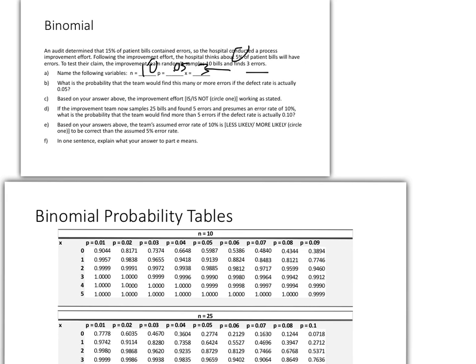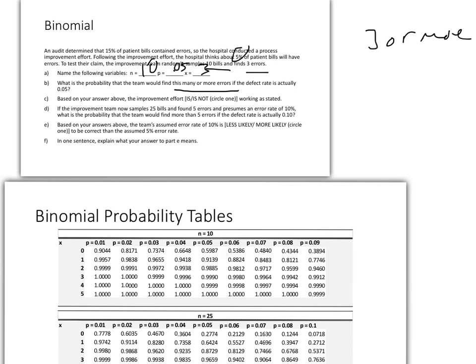And so that's the next part of our question here. What is the probability that the team would find this many or more errors if the defect rate is actually 5%? Okay, so 3 or more. And you remember in a discrete probability, we could have 1 or 2 or 3 or 4, unlike a continuous, which could have 3.5 or 3.9. So it's a discrete individual countable item.